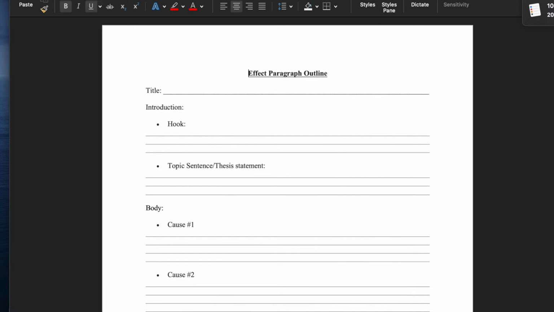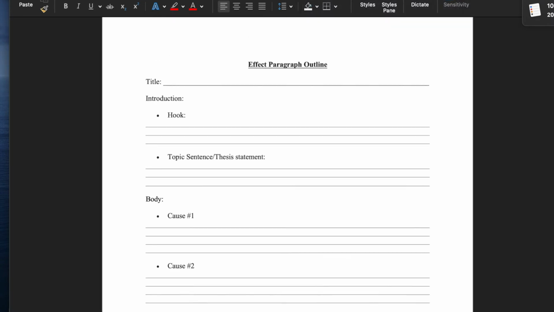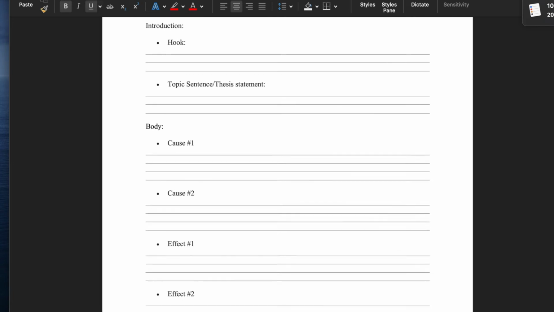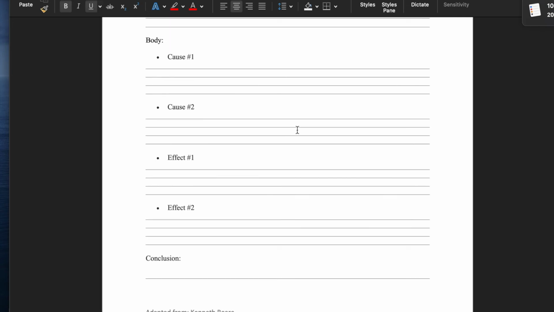Oops, sorry. Sorry, this should say cause and effect paragraph outline, because we're looking at them equally here. 2 causes led to 2 different effects, or even 1 cause, 1 effect, 1 cause, 1 effect.